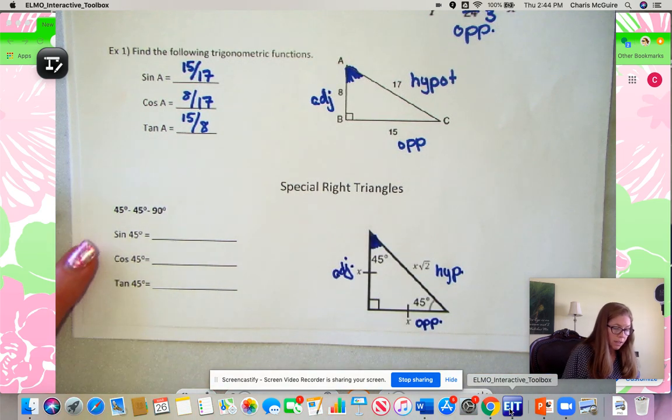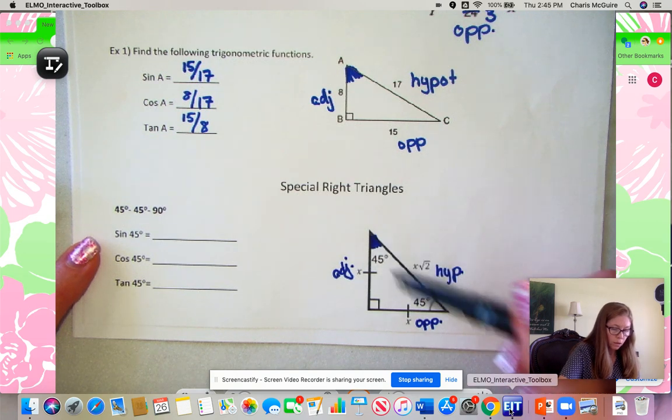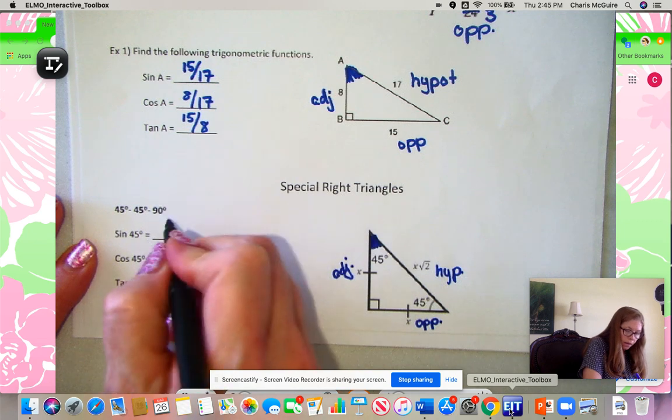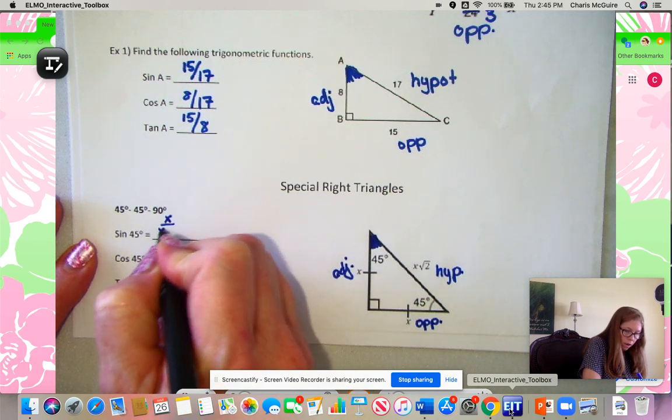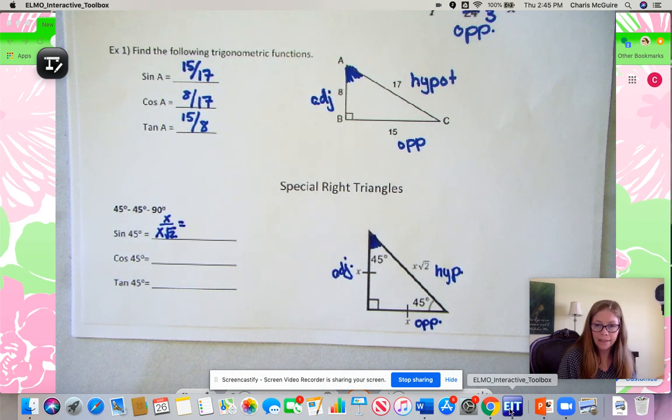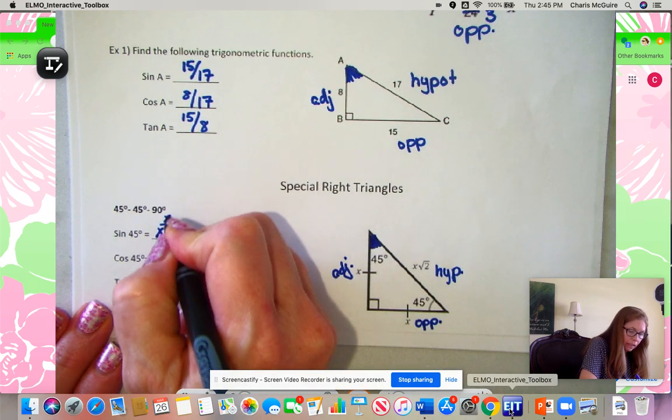All right, so for sine from this angle, we're going to do the opposite over the hypotenuse, which is x over x square root of 2. Now notice what's happening with the x's. The x's are going to cancel. Isn't that a cool thing? So that means that no matter what I had put in there for the legs, it wouldn't make a difference because it would be canceling out right now.